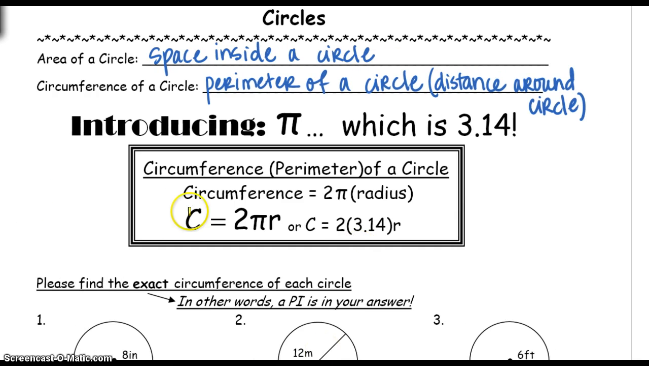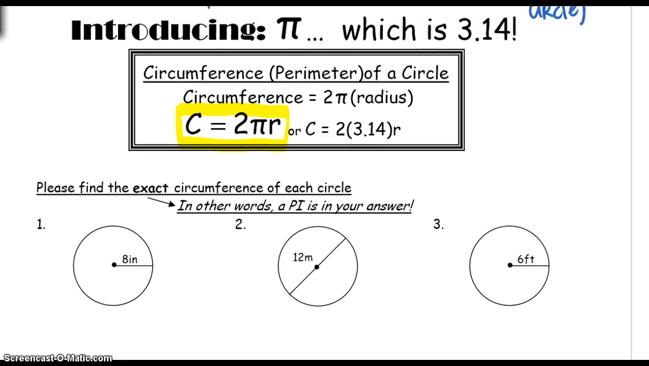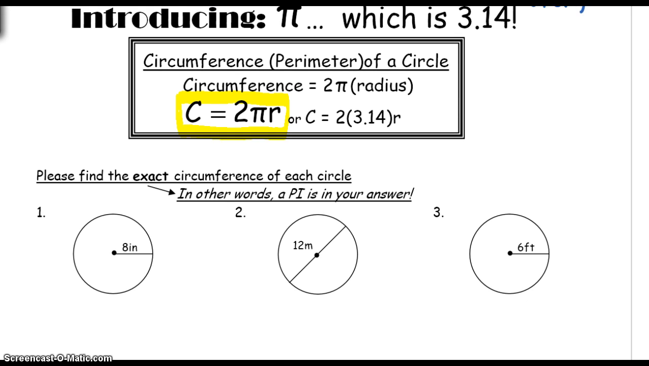So what we're going to be using is C equals 2 pi r. That will be the formula for circumference, or the perimeter of a circle. And we're going to dive right on in here. It says find the exact circumference of a circle. Exact means pi is in your answer. So if you're ever wondering, if they say exact, just make sure pi is in your answer.